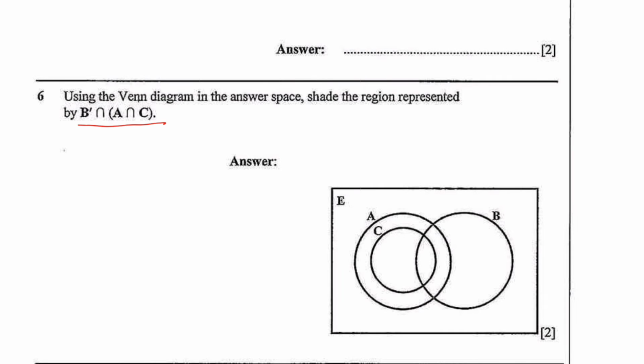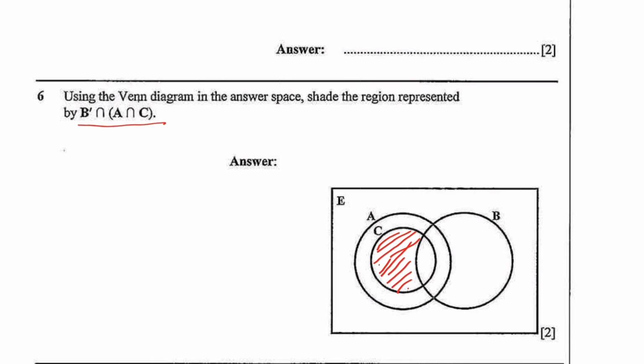Okay, so what is common in A and in C? Now we've discovered that we can see here that C is a subset of A. Okay, so everything that is in C is also in A. So we can just shade the whole of C, except the part of C that is also in B. Alright, so this is the answer.